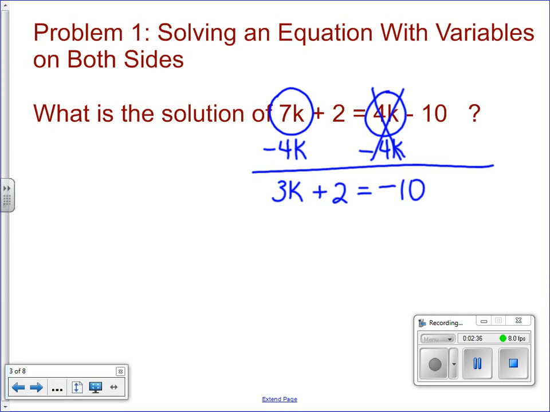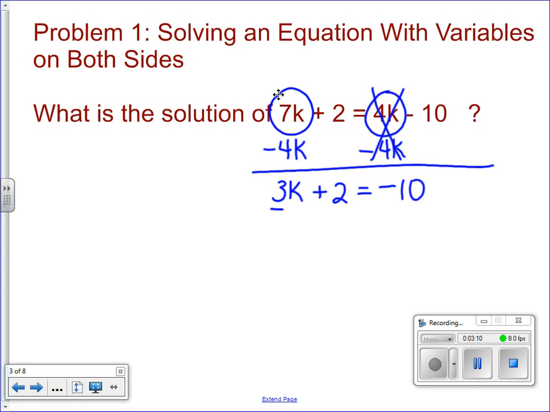I chose this because you can see that I have a positive coefficient. And if I can keep the coefficient of my variable positive, I prefer to do that. You're less likely to make a mistake in doing it that way. All right, so there's our first step, and now this is just like Lesson 2-2. We have 2 steps left. Here's our equation: 3k plus 2 equals negative 10.